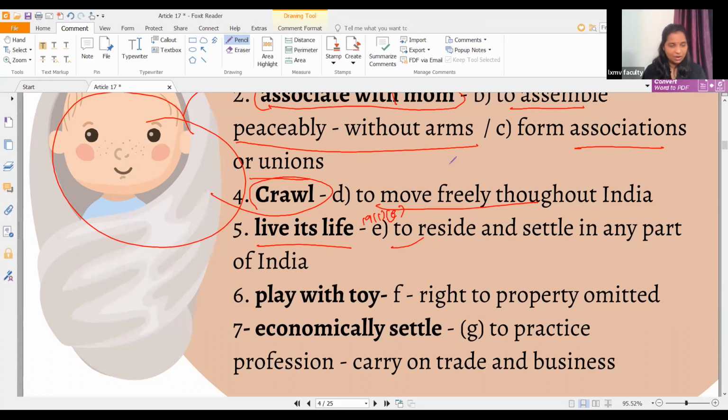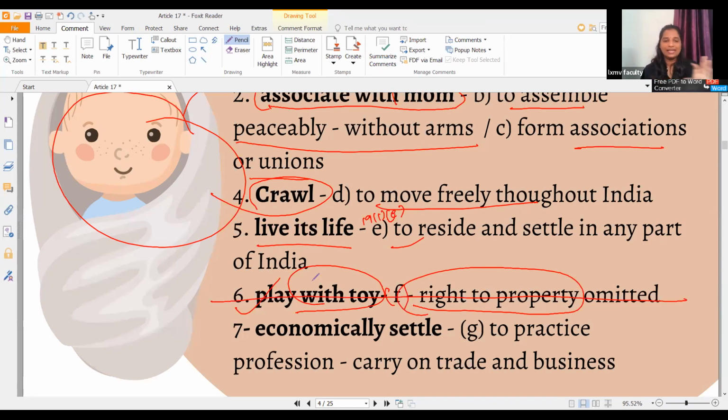Once the baby sits down, what does it do? It starts to play. Play with what? Some property, some toys. So this is associated with clause F, which is the right to property. Right to property was once our fundamental right, but now it has been omitted. It has been placed as a constitutional right, but that's not important to us. So we'll leave this right.